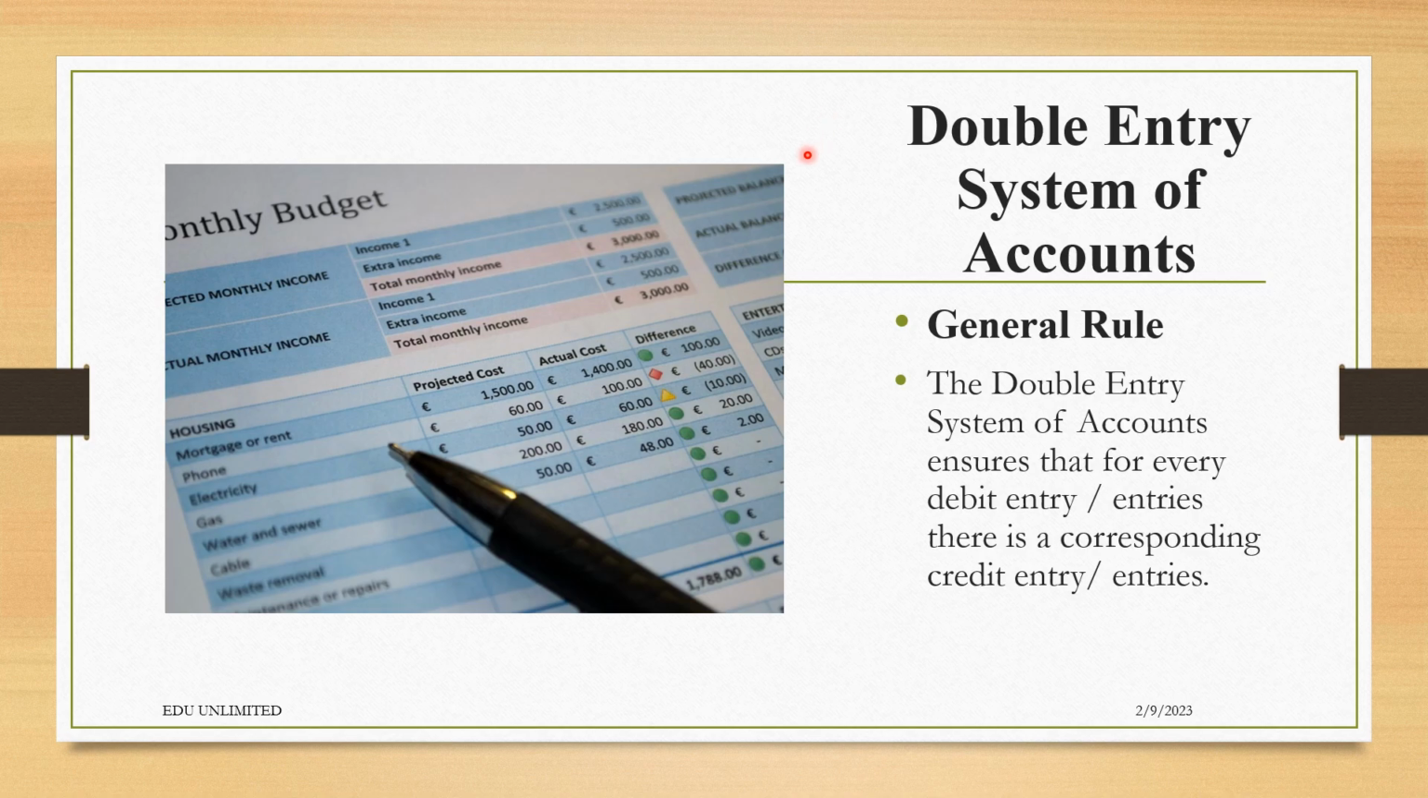The subject of accounts is a subject that involves theory and practice: the practical aspect and the theoretical aspect. And so the double entry system of accounts has a general rule. The general rule is that the double entry system of accounts ensures that for every debit entry or entries, there is a corresponding credit entry or entries.